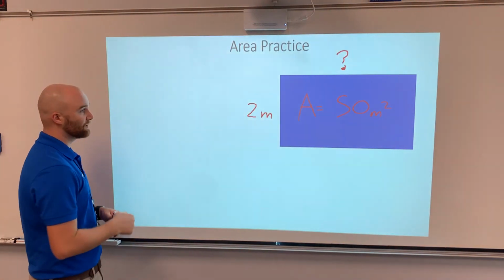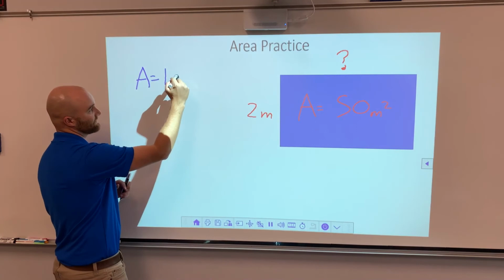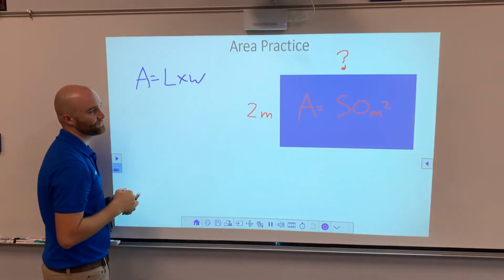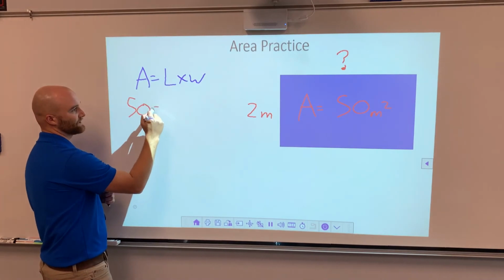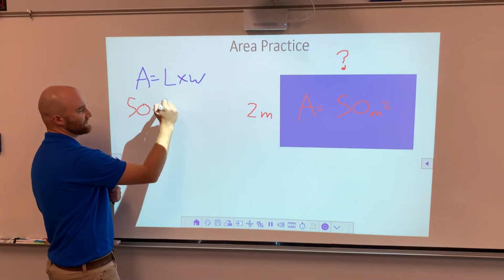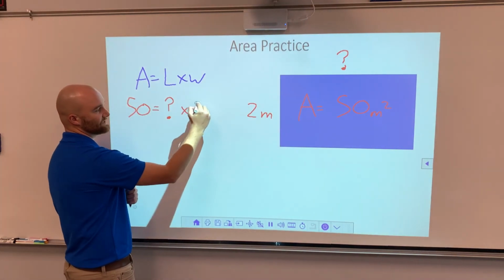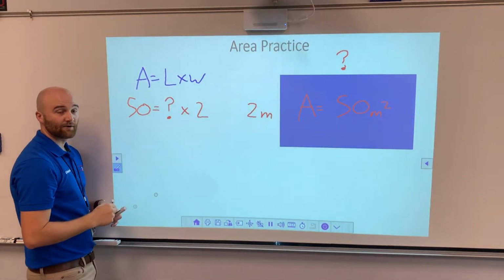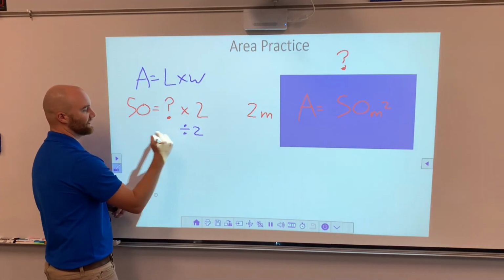Okay, to check our work, we've got our area formula. Area is equal to the length times the width. We're going to plug in the things that we know. We know the area is 50. We don't know what the length is. It's our question mark. But we do know what the width is. It's 2. To get rid of a times 2, I'm going to do the opposite, which is divide by 2.